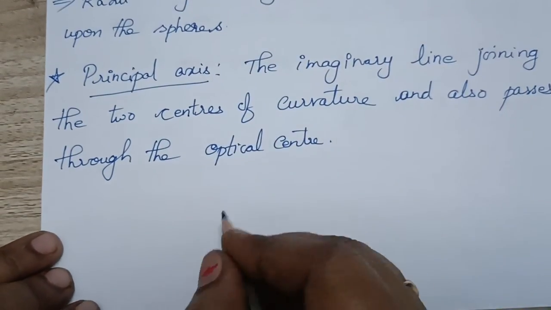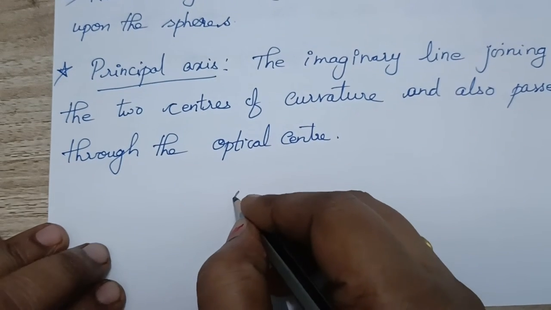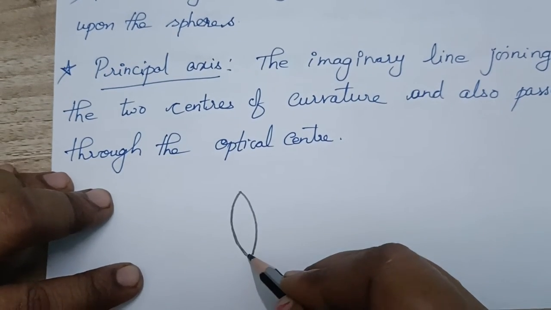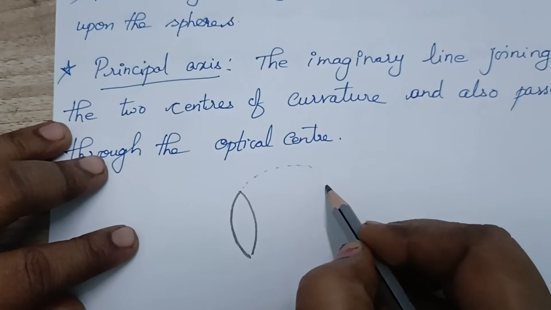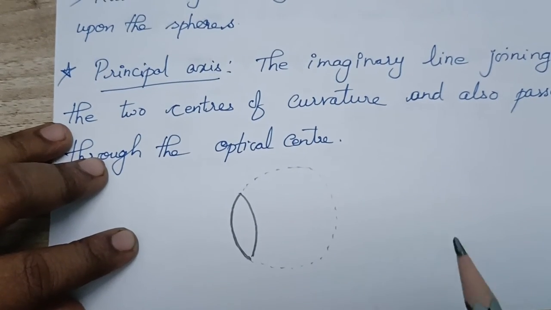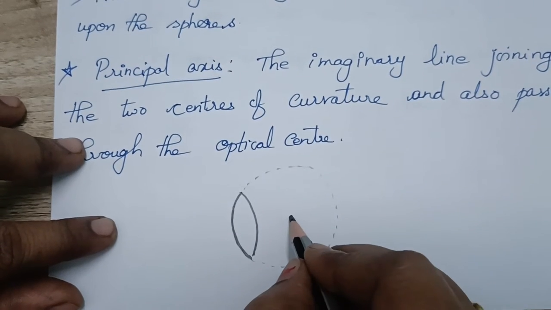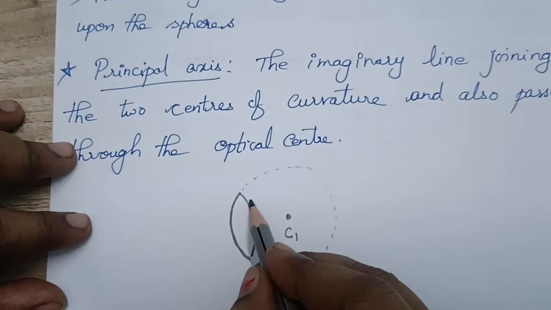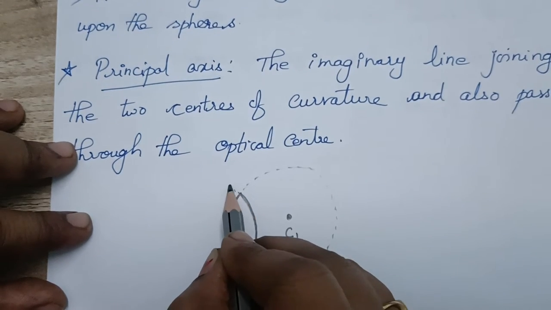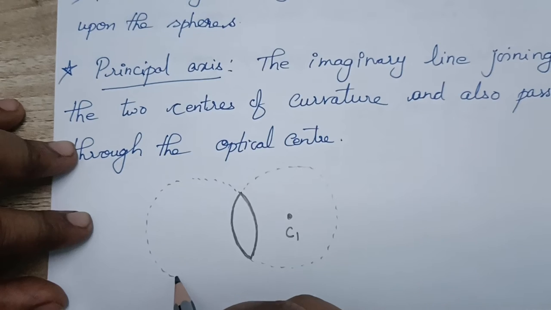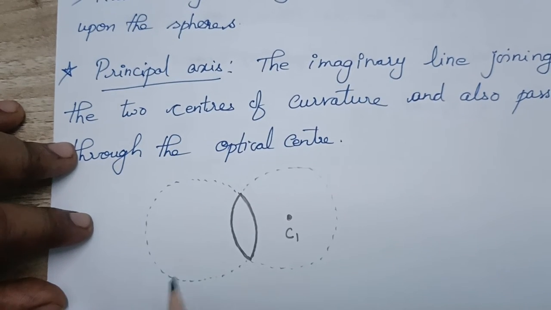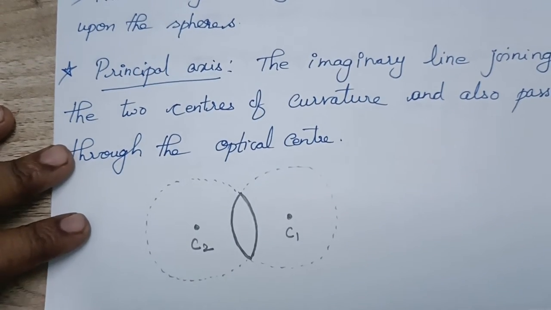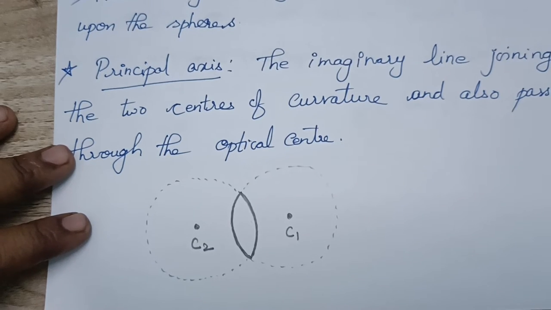You see this. We will take the first convex lens. So, this is your convex lens. This first part is a part of this sphere. This sphere has a center. So this is C1. This is the center of curvature. Again, the second part of the lens is a part of another sphere. For this sphere, your center will be here. This is your C2. Clear on this? These are the centers of curvature. This is for the convex lens.